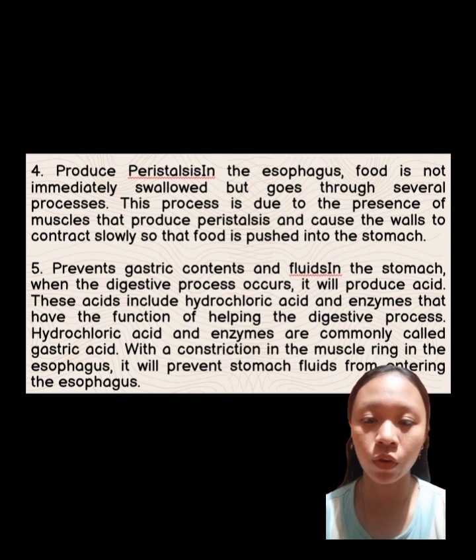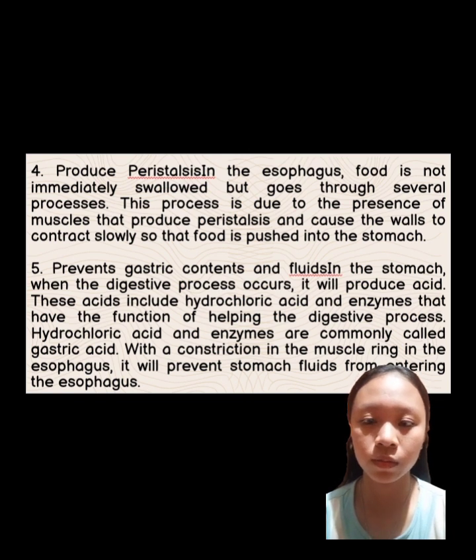4. Produce peristalsis. In the esophagus, food is not immediately swallowed but goes through several processes. This process is due to the muscles that produce peristalsis and cause the walls to contract slowly so that food is pushed into the stomach.